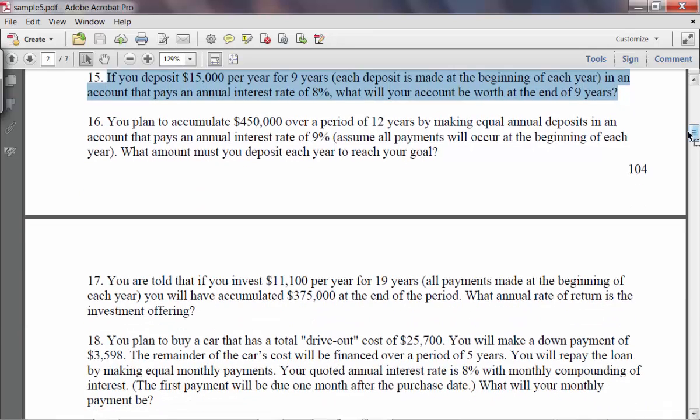Number 16. You plan to accumulate $450,000 over a period of 12 years by making equal annual deposits in an account that pays an annual interest rate of 9%. Assume all payments will occur at the beginning of each year. What amount must you deposit each year to reach your goal?